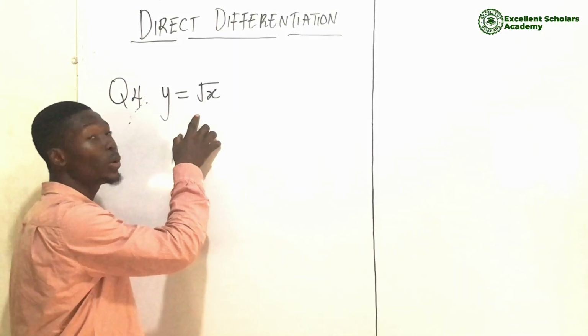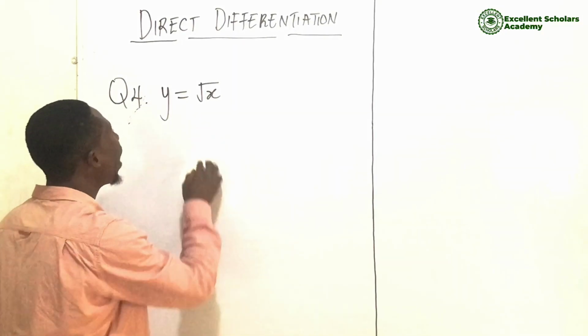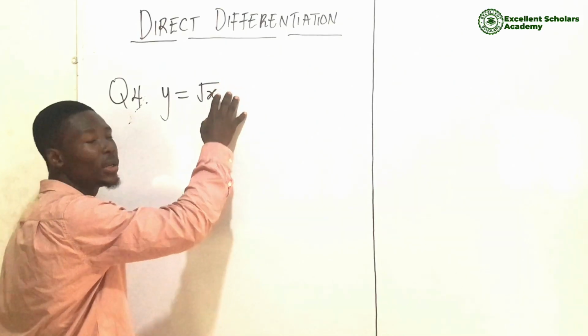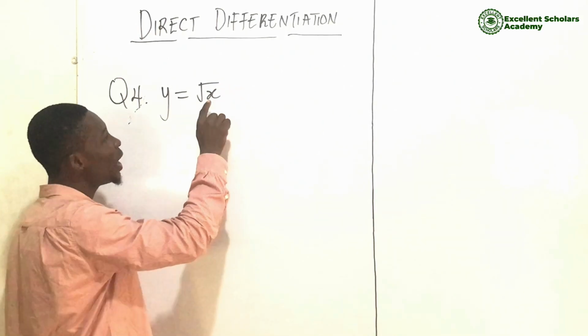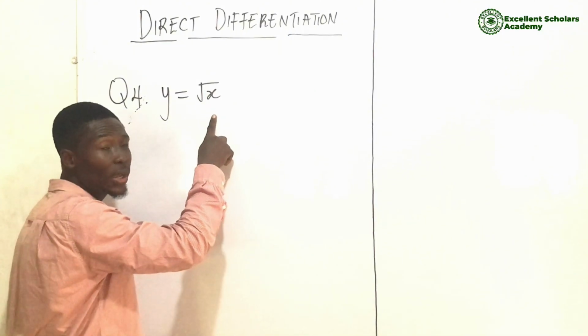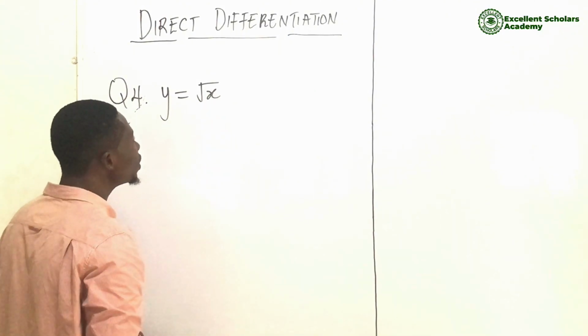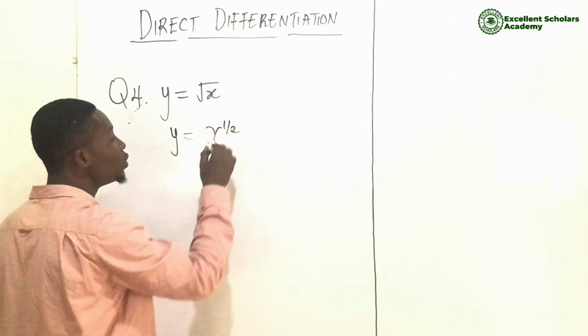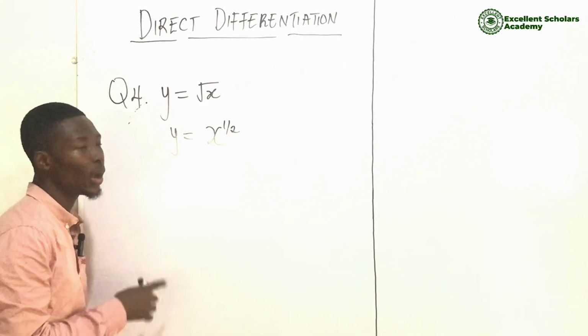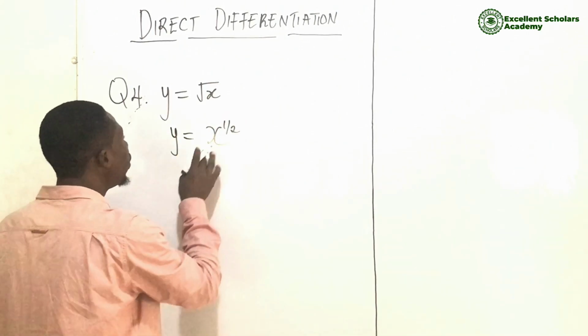This is the next question we're going to be solving. Now y is equal to root x. Now, this cannot be differentiated like this directly. You have to write this in form of indices. And this is square root. It can be written as y equals x to the power of 1 over 2. I hope you understand that. Now, we're going to differentiate this.